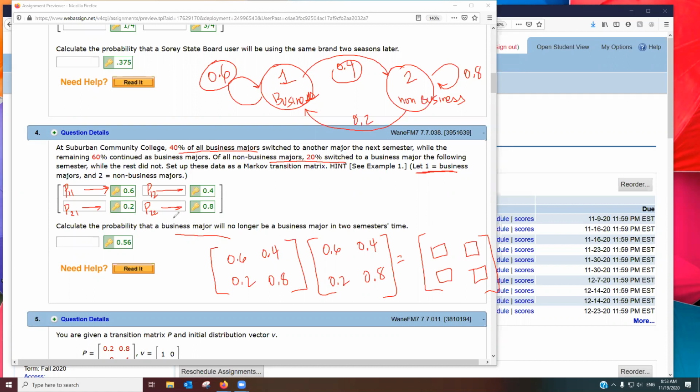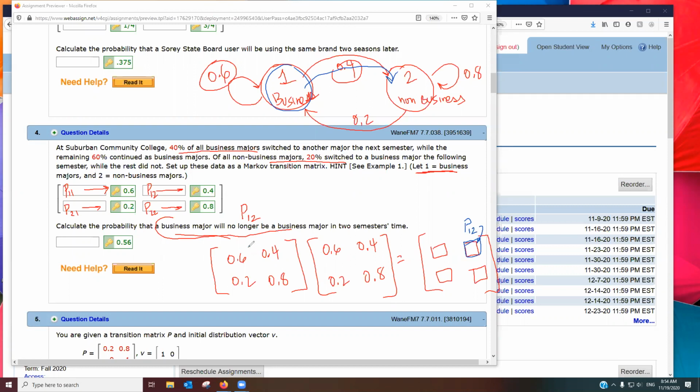Well, what they're saying is a business major will no longer be a business major. For that, what they're really asking me to figure out is P sub 1, 2, right? The person starts out as a business major, but changes to be a non-business major. So P12 is this cell right here. All I need to do is figure out this box.